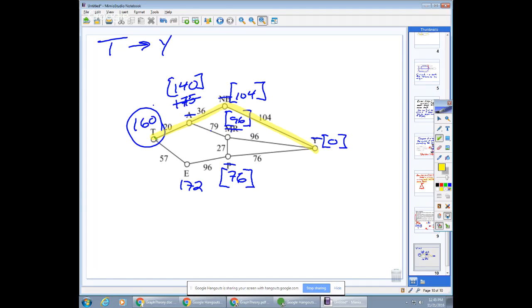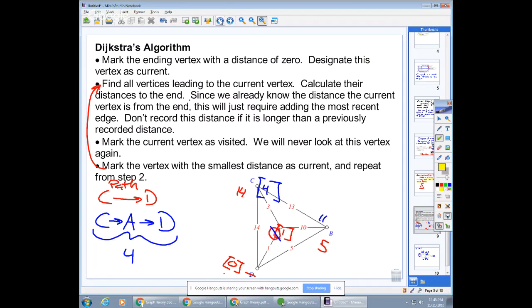So let's look back at the rules again. Highlight some important parts. All right, so we know we have to start with the ending vertex marked as a 0. So then once we get that, we find all vertices leading to the current vertex, right? And we calculate their distances. So all vertices, current vertex, and we calculate their distances. Okay, and we've got to write them down. That's important. You got to make a note of it.